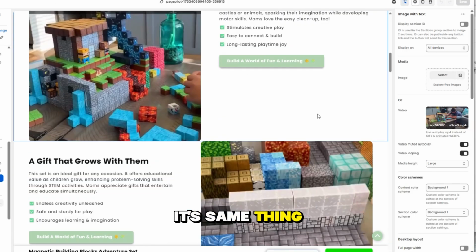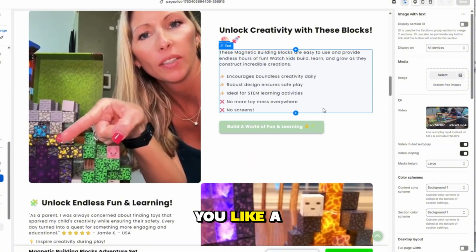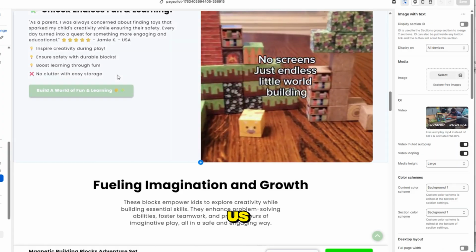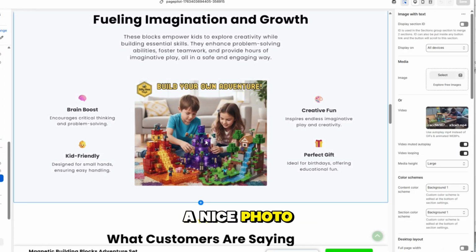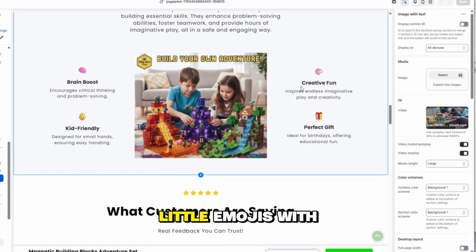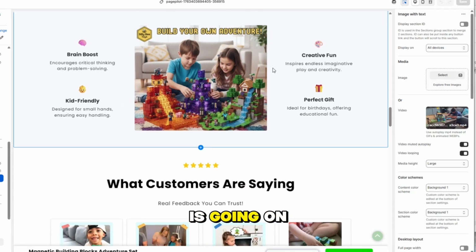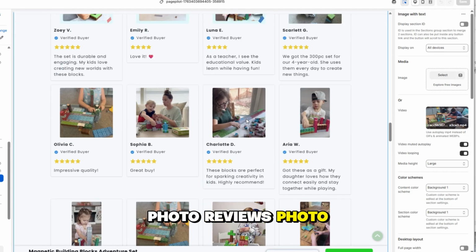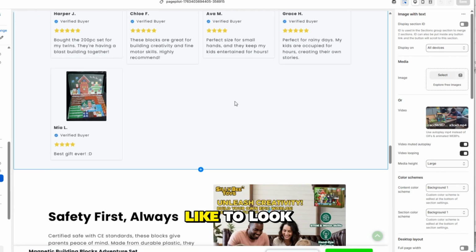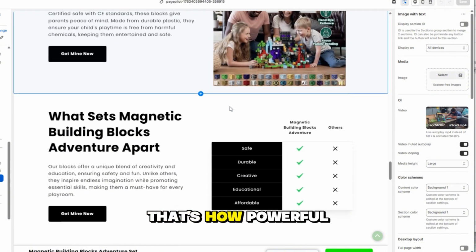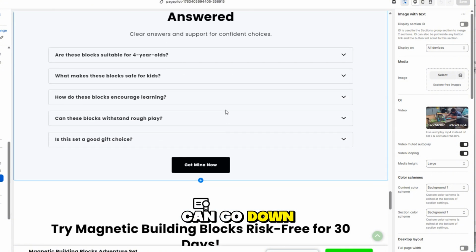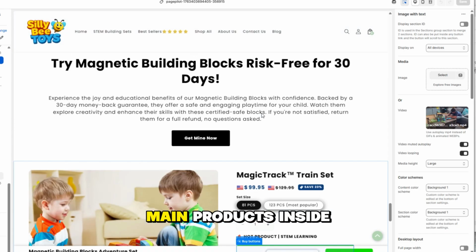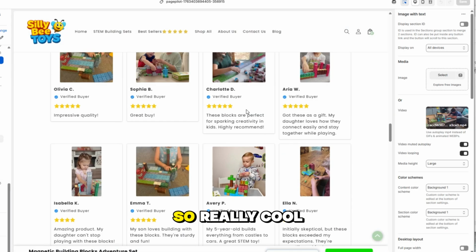Okay, it's the same thing with each student, guys. I could show you like 100 different stores. We all have the same layout, and this is the best layout that works for us. Then you have a nice photo right here, a little bit of emojis with what's going on, what's in the product, and then photo reviews. Most of the time, people just like to look at the reviews. I mean, that's how powerful it is. Then they can go down, there's an FAQ in here, and they can also see relevant other main products inside here, guys.